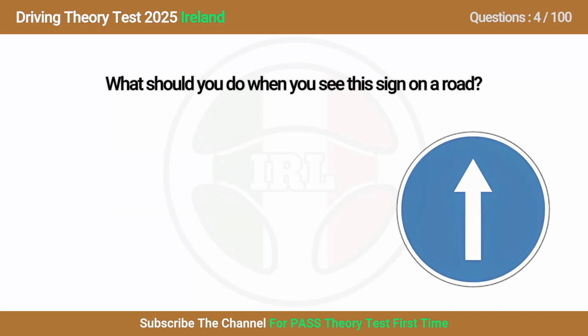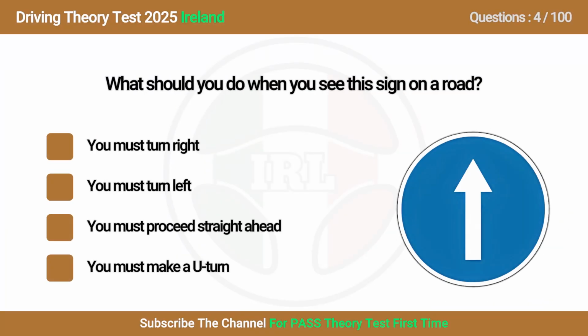Question 4. What should you do when you see this sign on a road? A. You must turn right. B. You must turn left. C. You must proceed straight ahead. D. You must make a U-turn.